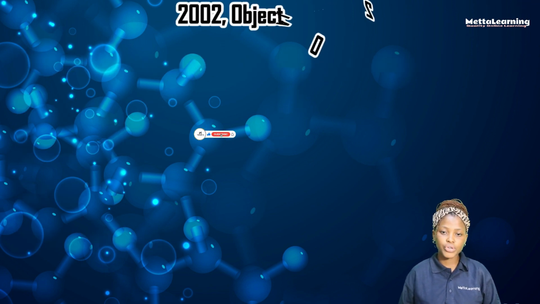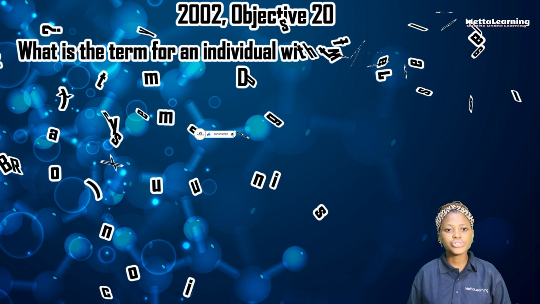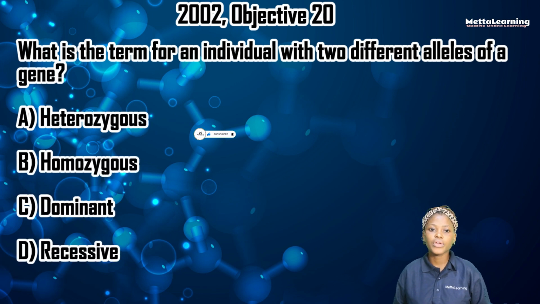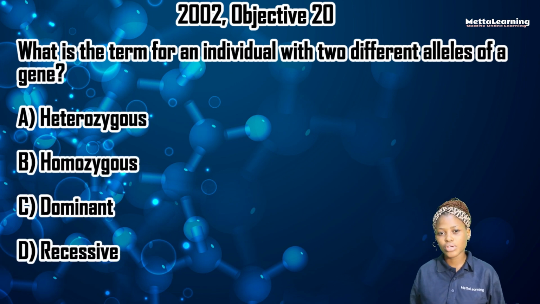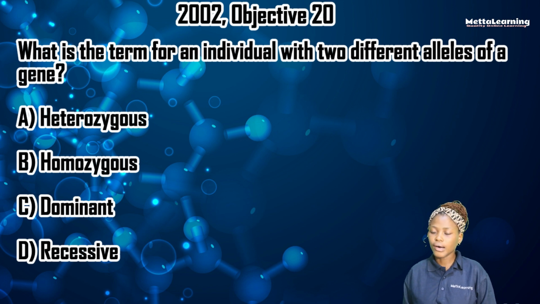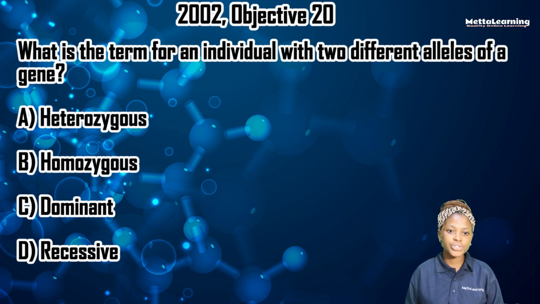2002 objective question 20. What is the term for an individual with two different alleles of a gene? Option A, heterozygous. Option B, homozygous. Option C, dominant. Option D, recessive. Of course, heterozygous. Option A.